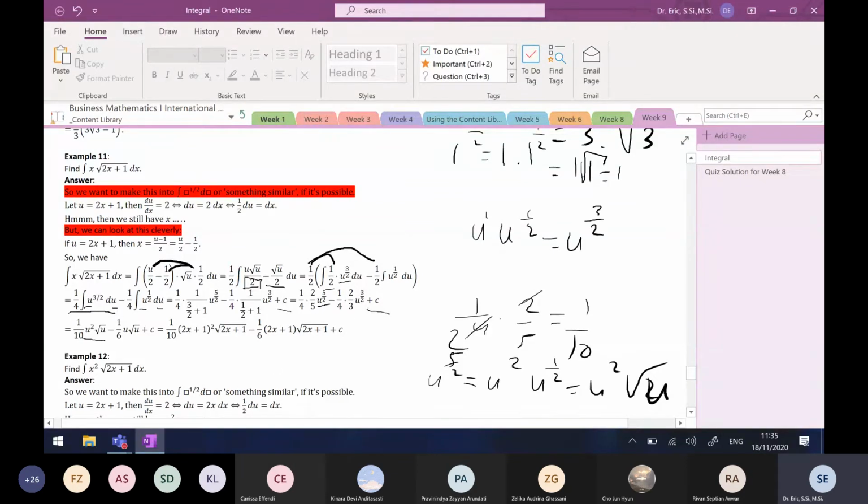What is u to the power of 3 over 2? This is u times u to the half. Okay, yeah. So you have u. Don't forget the constant. Your problem is on variable x. So you have to substitute back. U is just 2x plus 1. So you have 2x plus 1 squared, square root of 2x plus 1, minus 1 over 6, 2x plus 1 square root of 2x plus 1, plus constant.